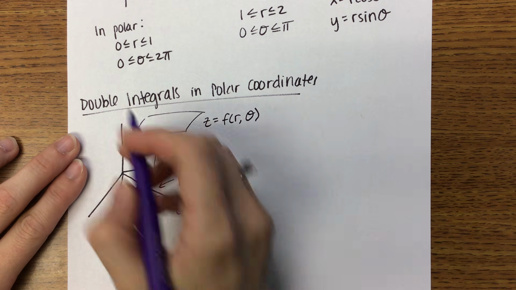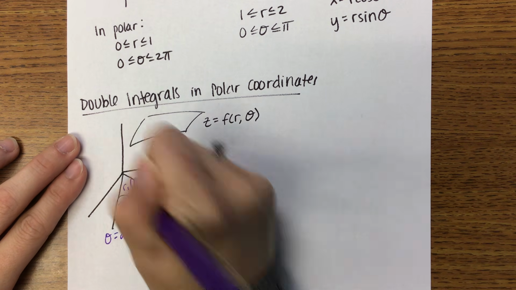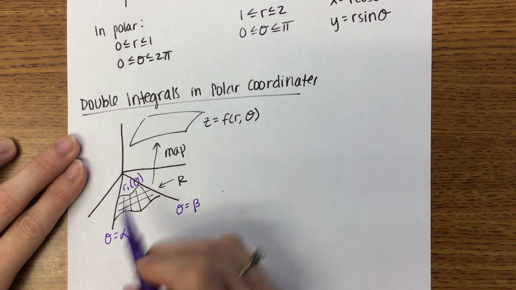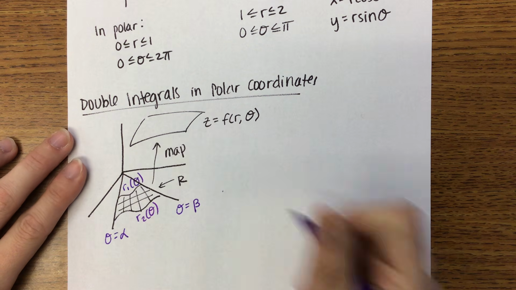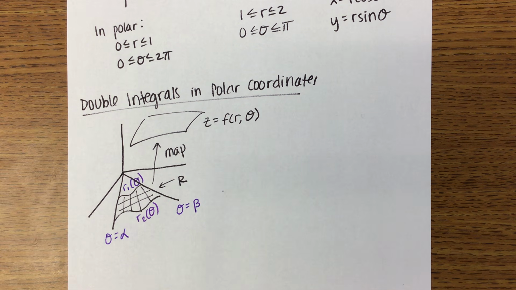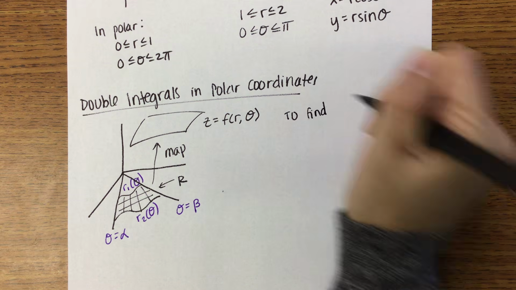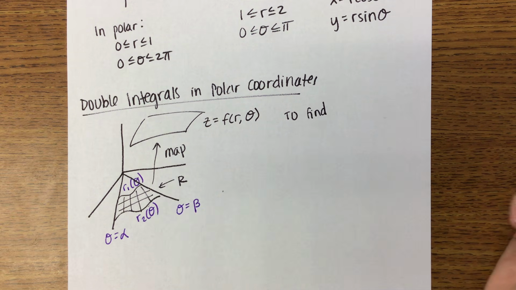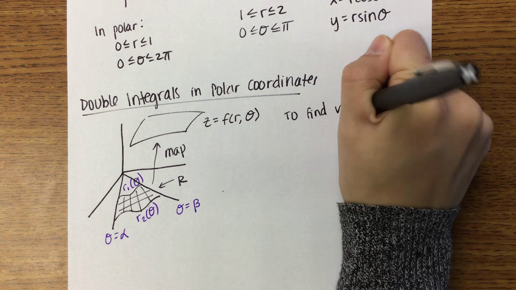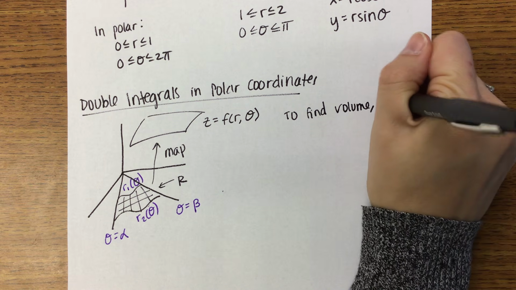This line right here is r. That's a function of theta. This line here is also r, which is a function of theta. Okay, so again, we're still going to be interested in that volume problem. What is the volume between our region R and then the surface? To find that volume, we're still going to use a Riemann sum like we've been doing.